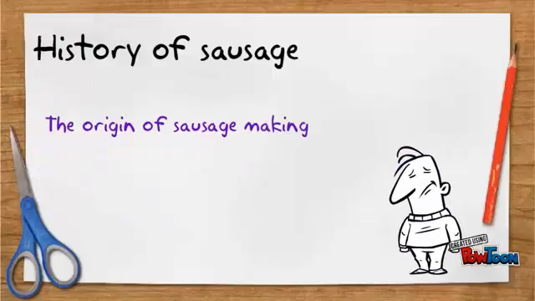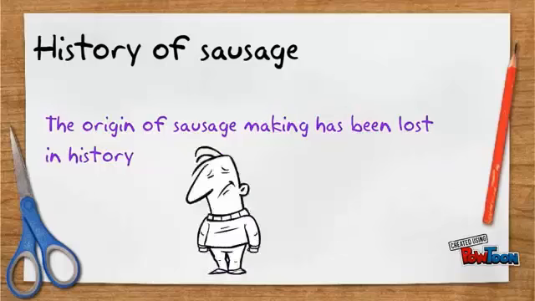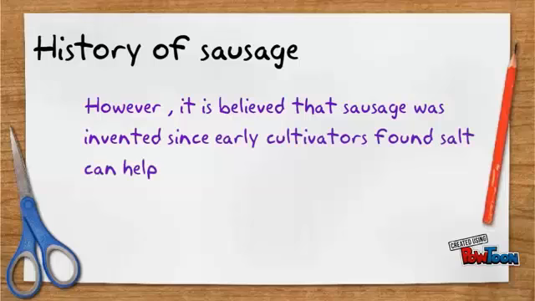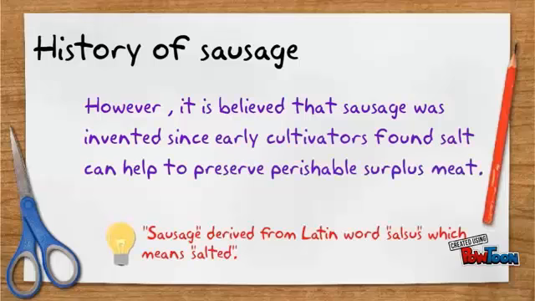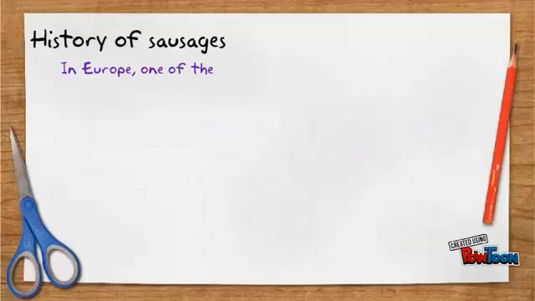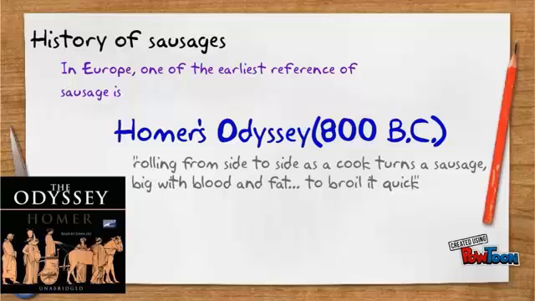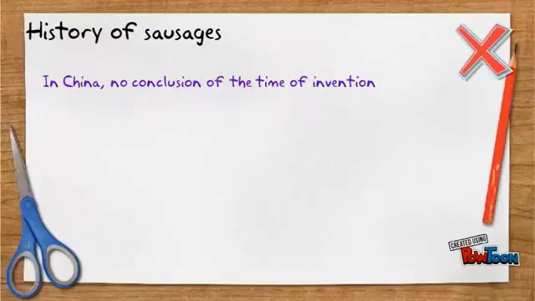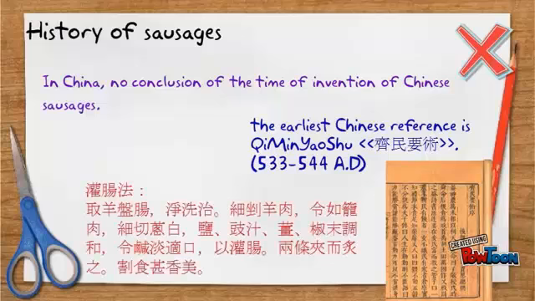Unfortunately, the origin of sausage making has been lost in history, but it is believed that sausages were invented since farmers found salt can help preserve perishable meat. The presence of sausages has been recorded in different Asian references. For example, Homer's Odyssey was one of the texts that depicted the sausages in early Europe. In China, there is no conclusion of the exact time of Chinese sausages invention.